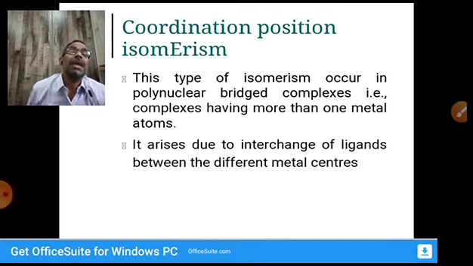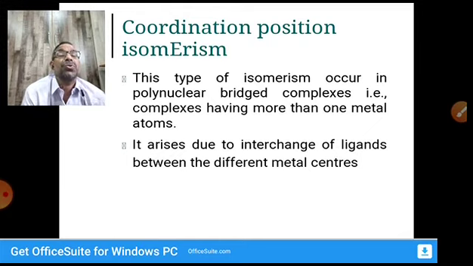This type of isomerism occurs in polynuclear bridged complexes, that is, complexes having more than one metal atom. Poly means many. There are many metal atoms instead of one. So far we discussed one or two. In these compounds, two or more metal atoms are present in the coordination compound.